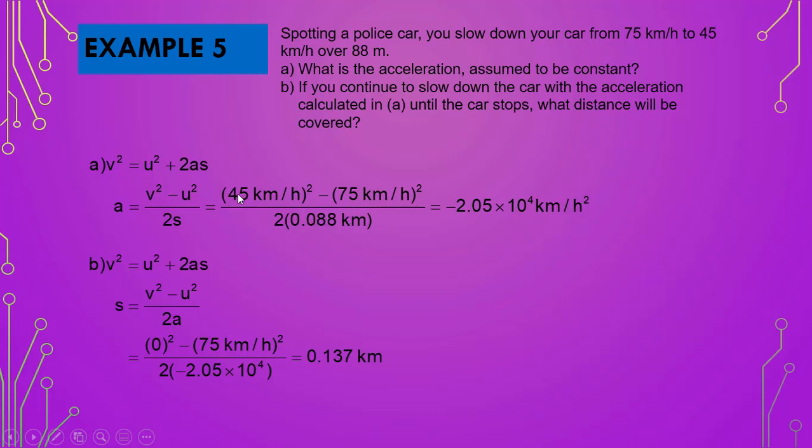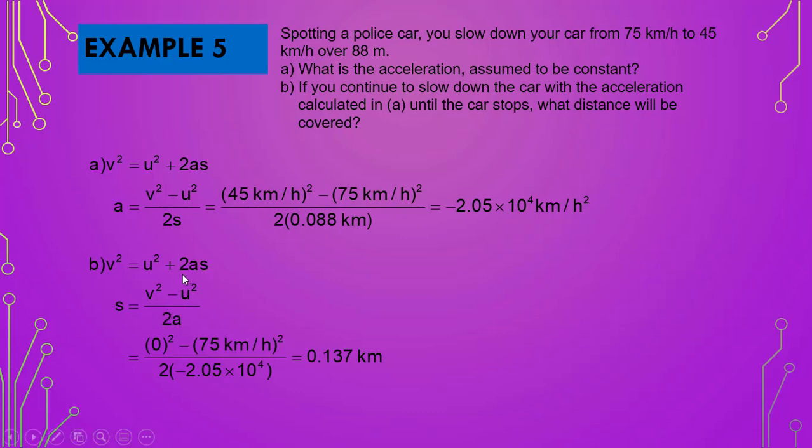And if the car continues with the acceleration as calculated in A until it stops, what is its displacement? This is for B. Again, the most suitable equation is v squared equal to u squared plus 2as. This is because we do not have any information on the duration of the motion, so we cannot select the other 4 equations that require the information of t.